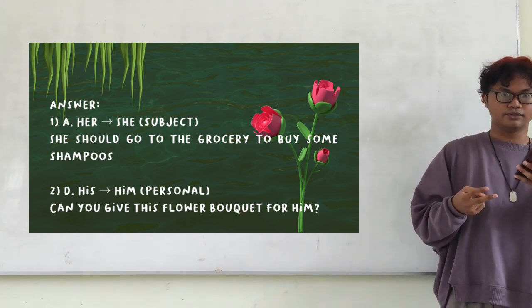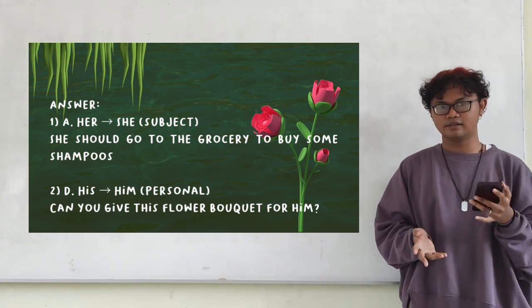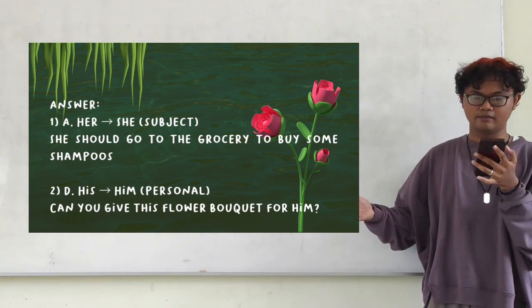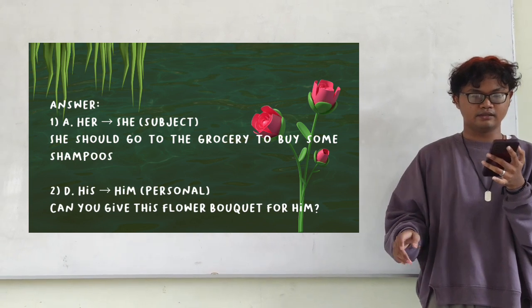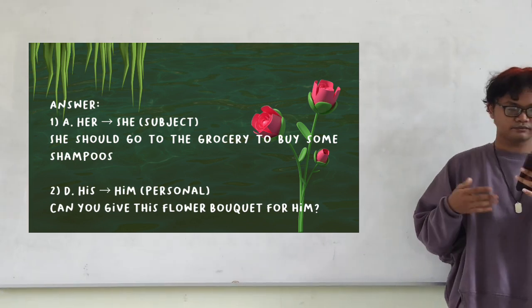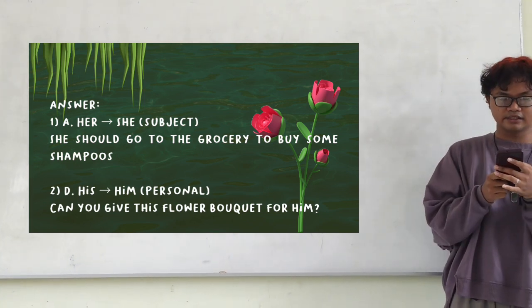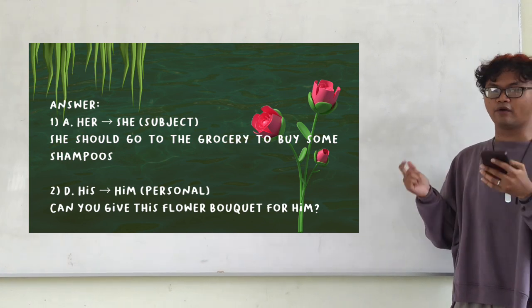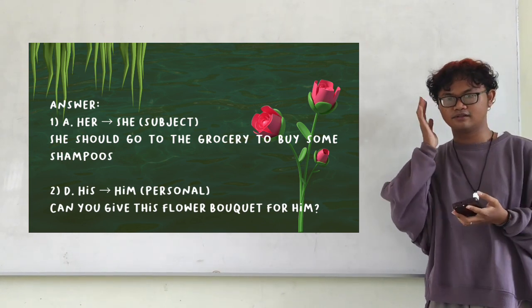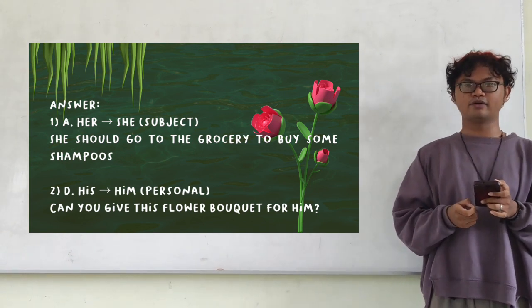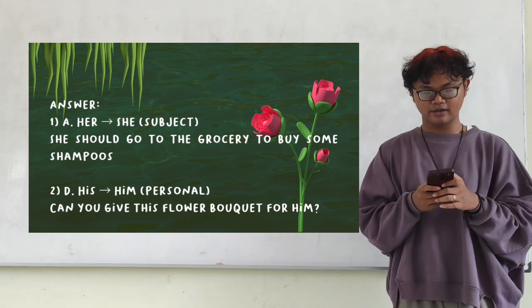And number two: the correct sentence is "Can you give this flower bouquet for him?" It sounds good and is grammatically right. Okay.